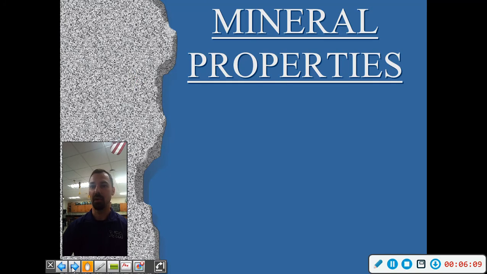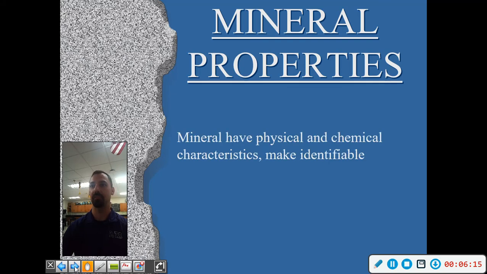Going through, the most important part of minerals is their properties. Minerals have physical and chemical characteristics that make them identifiable.